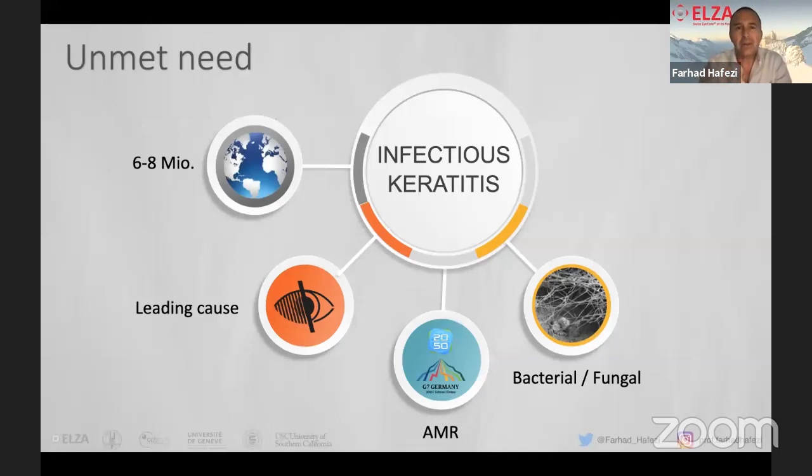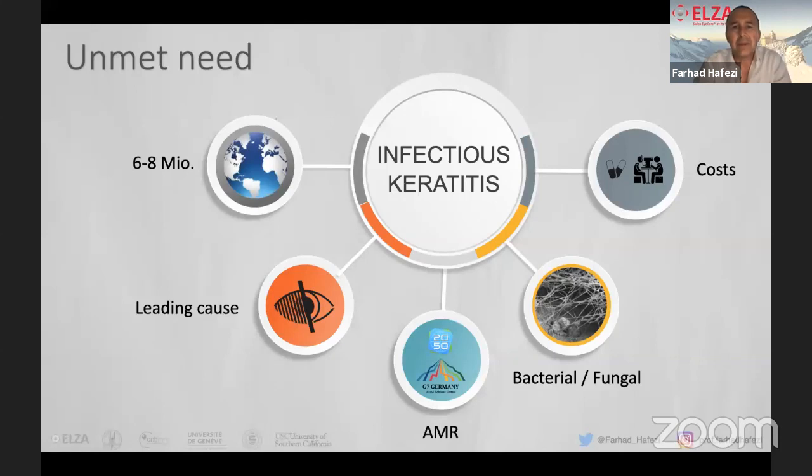In conventional medicine, you have to decide, what do I give? In cross-linking, you kill both. You kill fungi and bacteria at the same time. And lastly, in many instances, the normal treatment of infection is a huge cost-related problem.